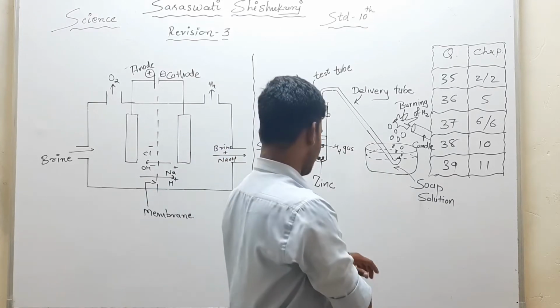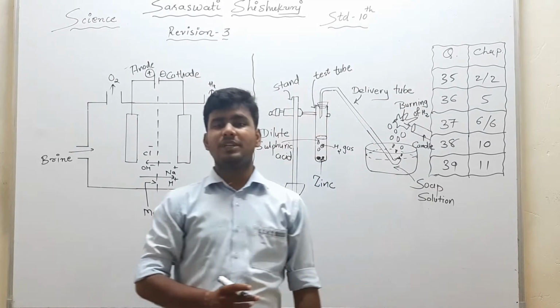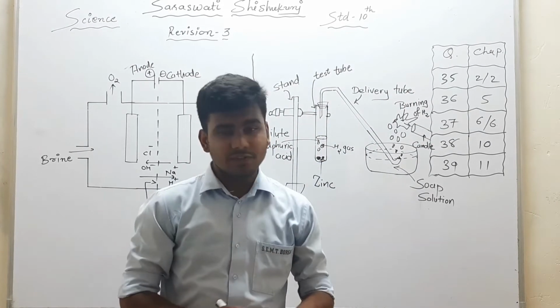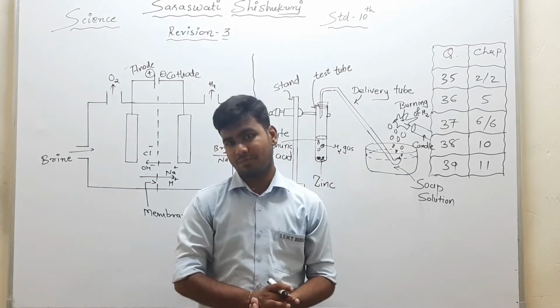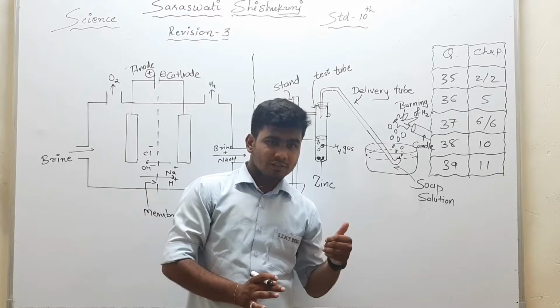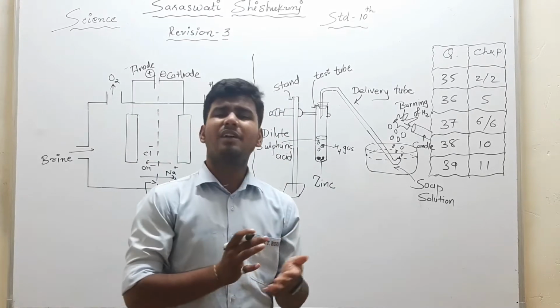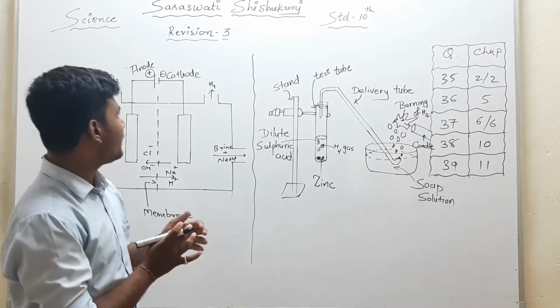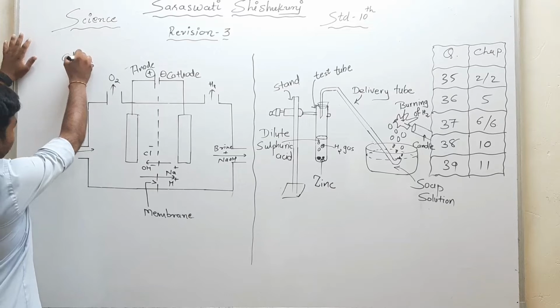So let's start our journey with the 35th question, which will be from chapter number 2. As we discussed in the 2 marks and 3 marks sessions of the second chapter, in this session of 4 mark questions from the second chapter, we will have some questions. We will start our discussion with the chlor-alkali method.